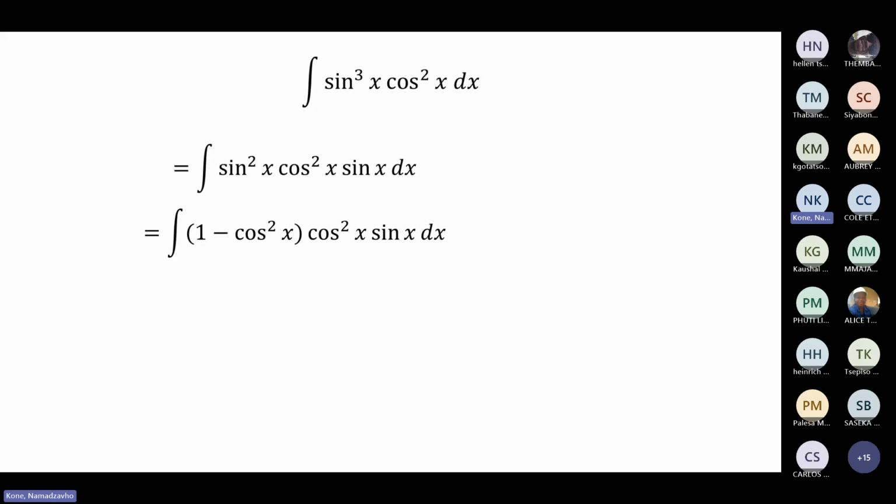Yes, that 1 times cos squared sine x is going to give us cos squared x sine x. Then also open minus cos squared times... So never forget to mention dx all the time. Let me give you the whole answer. When you open the brackets, it's going to be integral of cos squared x times sine x minus cos to the power 4 times sine x all dx. Oh, you have factored out the dx. It's fine.